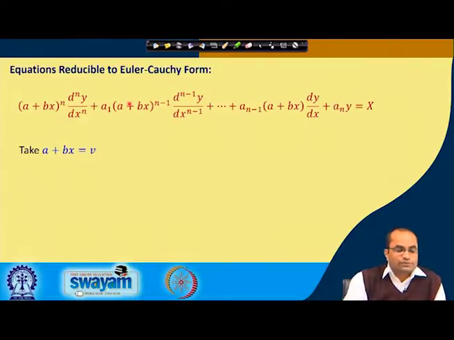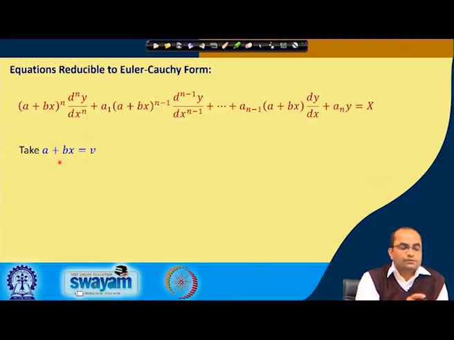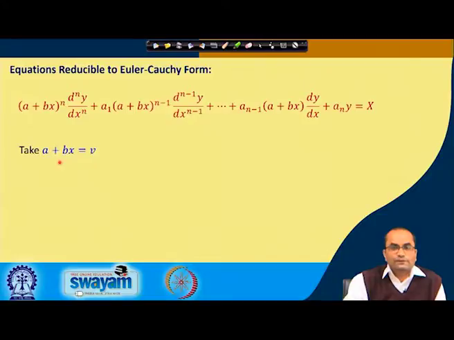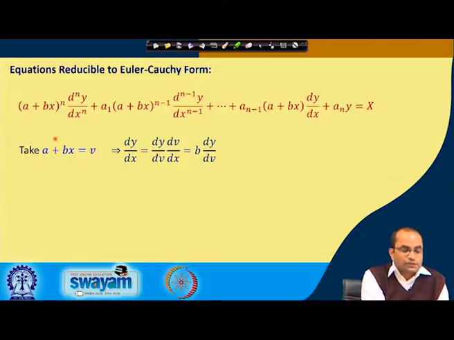So, we need to substitute this a plus b x as a new variable v here. So, if we do that, a plus b x is equal to v, with this substitution our equation will be converted to this Cauchy-Euler equation, and we know how to solve Cauchy-Euler equation. So, with this change, when we make such a substitution, a plus b x is equal to v, dy over dx will be written as dy over dv and dv over dx. So, what is dv over dx? That is nothing but b here.